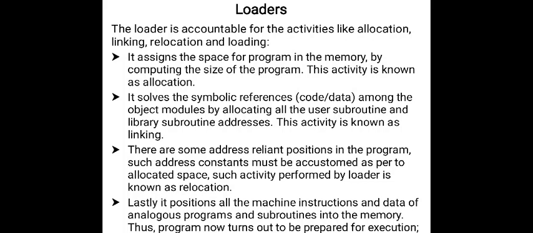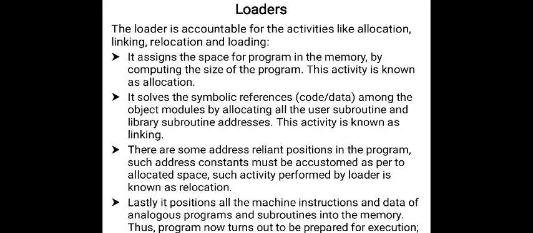The first one is called allocation. So we can say that one of the activities of a loader is allocation. Now let us understand what we mean by allocation. Allocation means the loader assigns space for the program in the memory by computing the size of the program. This activity is known as what? Allocation. That is, the loader is responsible for providing space in the memory, and initially it will compute the size of the program, find out the space and allocate a space for it.